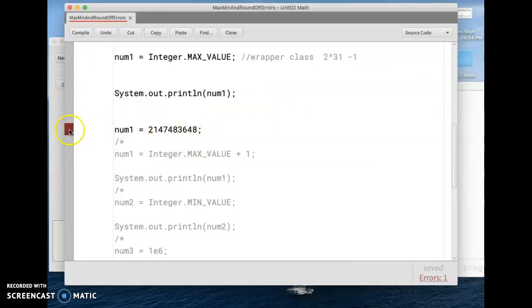And that is what we call an overflow error. So, integer number too large. This is considered an overflow error. So just be careful of those. We don't want to get too big with these numbers.